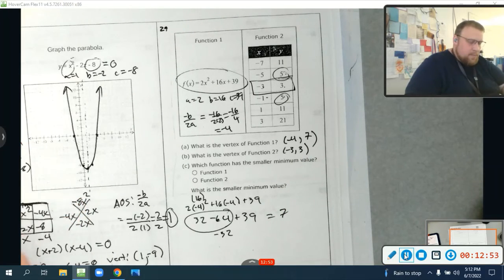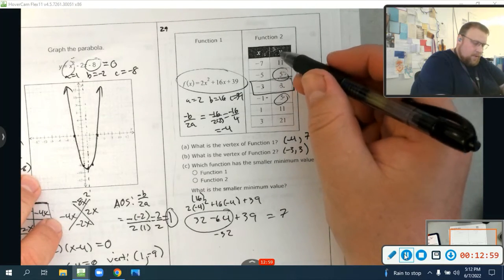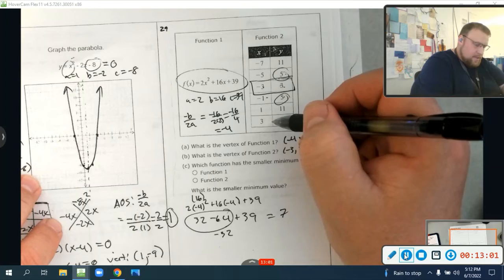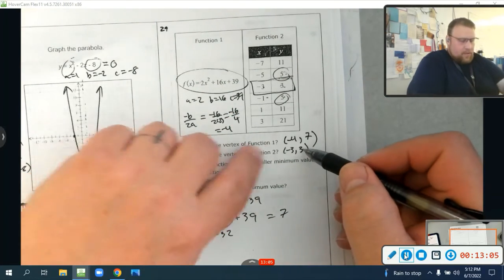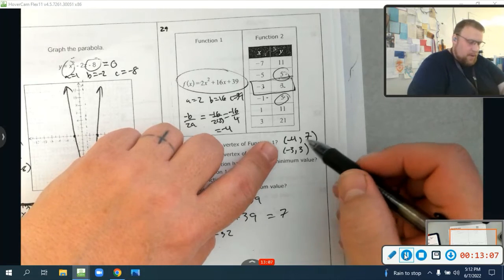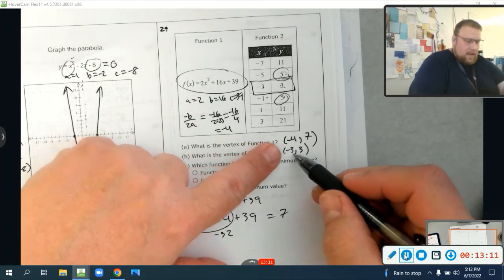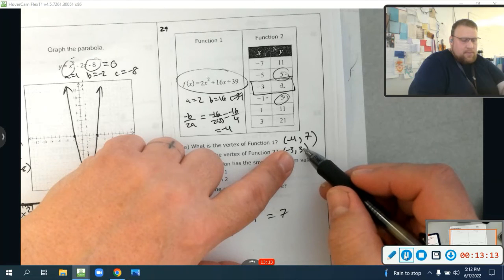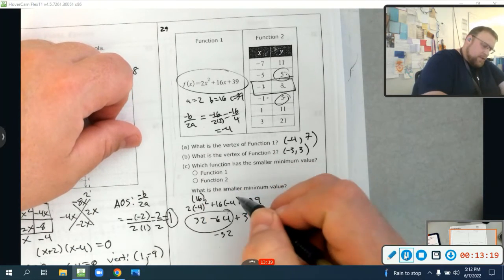Which has a smaller minimum value? Well, let's see. This is going up, right? Because it's going up, 3, 5, 11 on the y on both sides. This one's positive, so we know it opens up. So let's look at their vertex. The vertex will be their minimum. So (-4, 7), right? That's up there. And (-3, 3). That is the smaller value because the y is lower than this y. So it would be function 2.